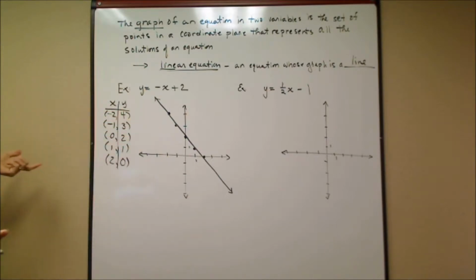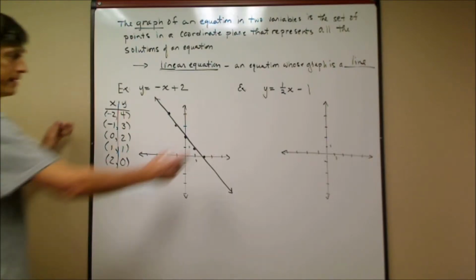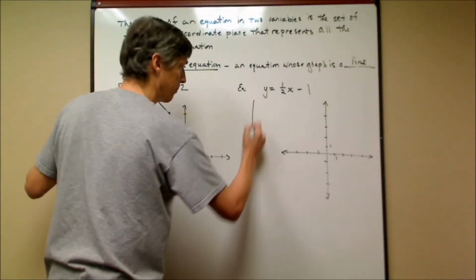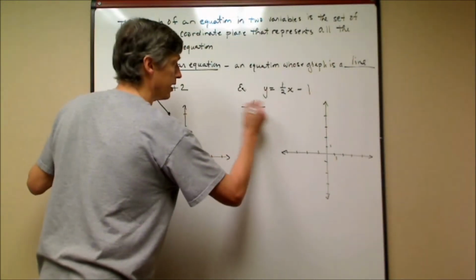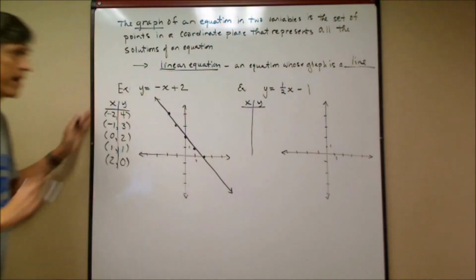Now, we know with lines, there's infinitely many points. We can't graph them all. We need just a few, because a few will be enough. We know that the shortest distance between 2 points is a straight line. We need at least 2 points, and I'm going to suggest 3. So when I make my table for this problem, I'm not going to plug in 5 values of x. I'm only going to plug in 3 values of x.